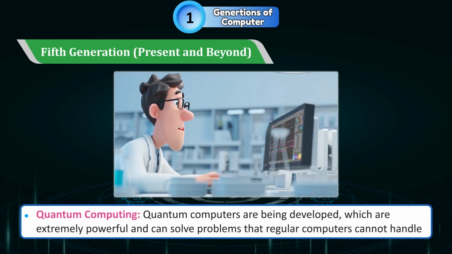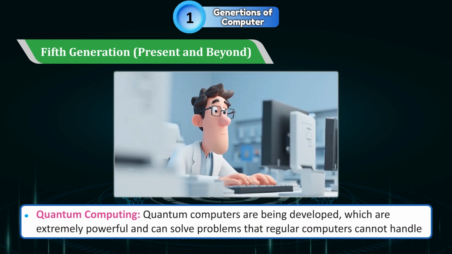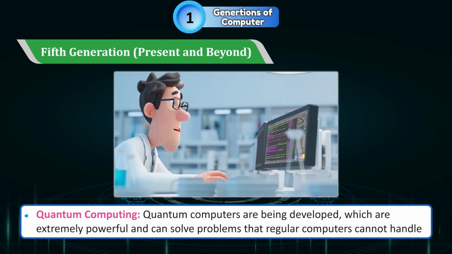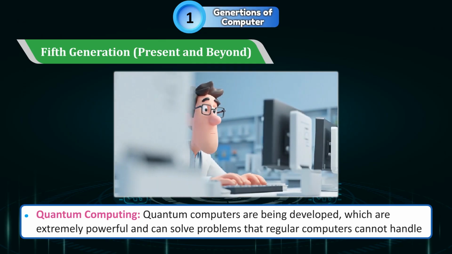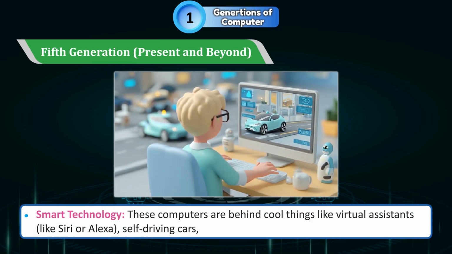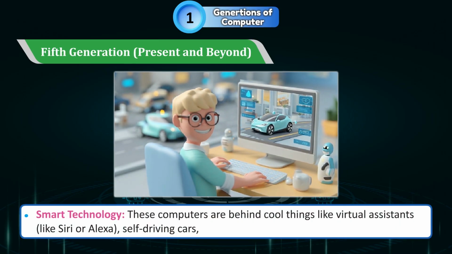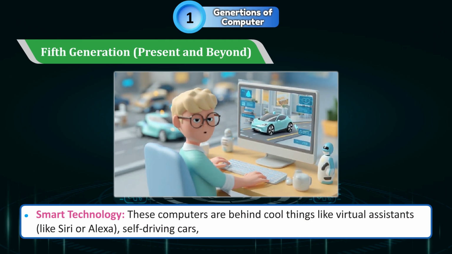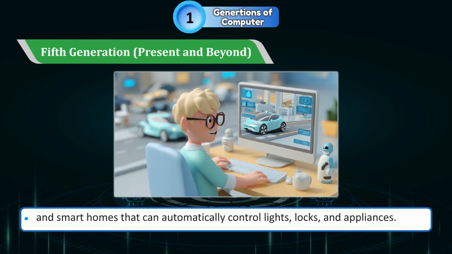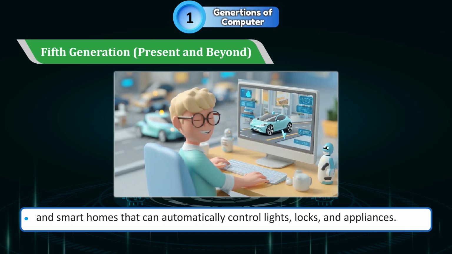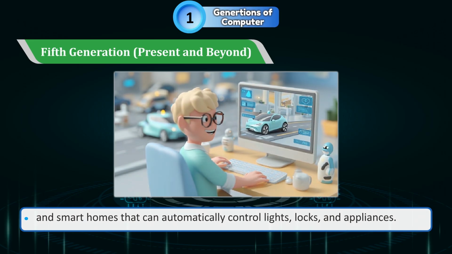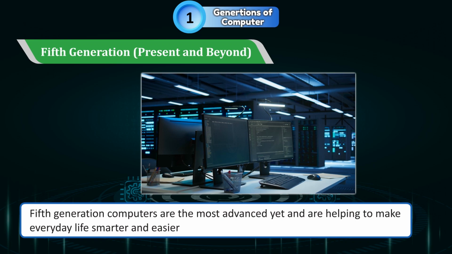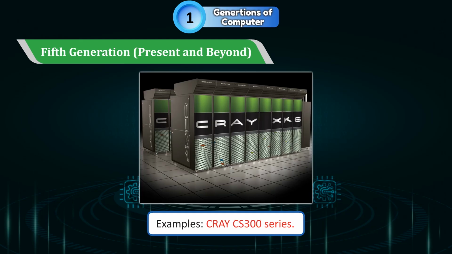Quantum computing. Quantum computers are being developed, which are extremely powerful and can solve problems that regular computers cannot handle. Smart technology. These computers are behind cool things like virtual assistants like Siri or Alexa, self-driving cars, and smart homes that can automatically control lights, locks, and appliances. Fifth generation computers are the most advanced yet and are helping to make everyday life smarter and easier.